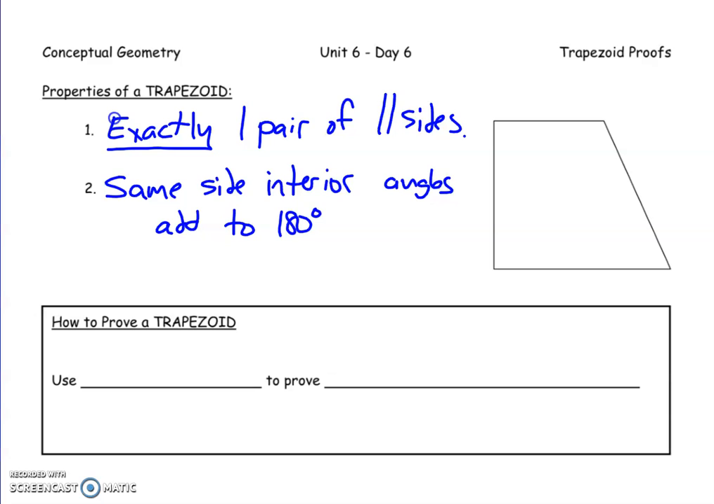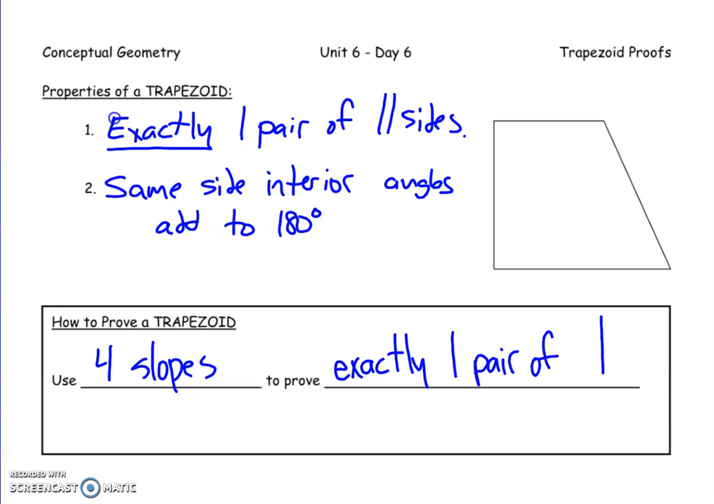So how do we prove a trapezoid? This is the part that's a little bit different than all of the shapes we've done so far. We have to use four slopes. There is only one way to prove sides or lines are parallel, and that is to use slopes. We don't have the option of using distance here. We are going to use four slopes to prove exactly one pair of parallel sides.